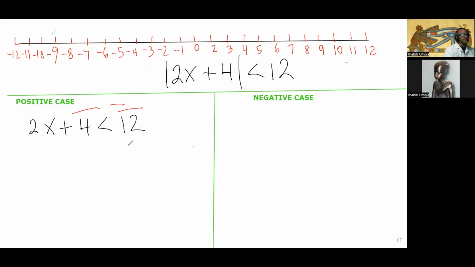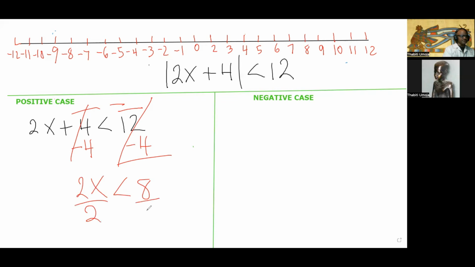Which one do we move? Yes, the positive 4. We make this a negative 4. We change it over here and make that a negative 4. Cross this out. We bring this down. It's going to be 8 is less than 2x. 2 there, 2 there. The 2's cross out. We have x is less than, and 8 divided by 2 is, yes, 4. And so it looks like one of our answers is going to be x is less than 4.